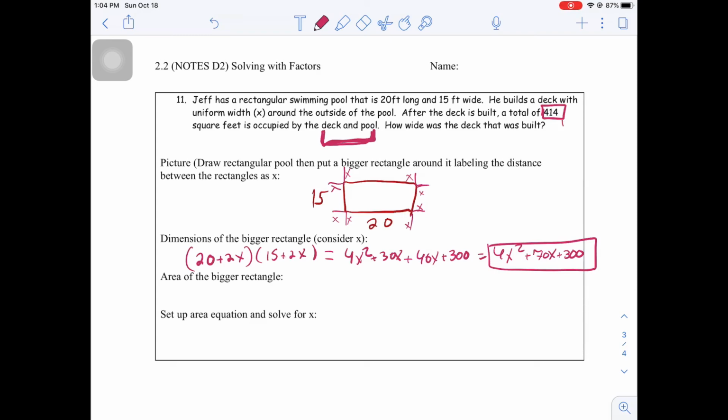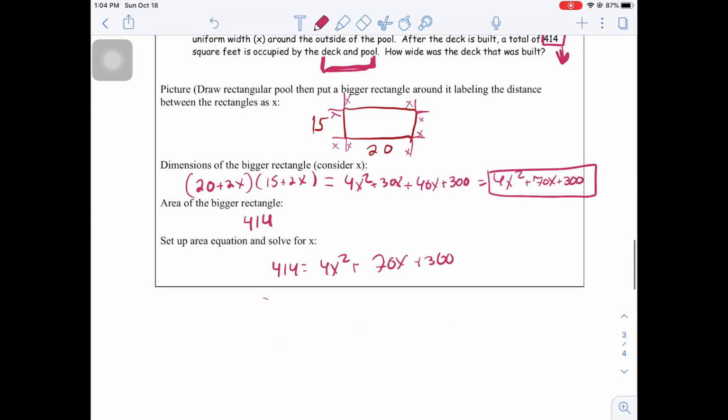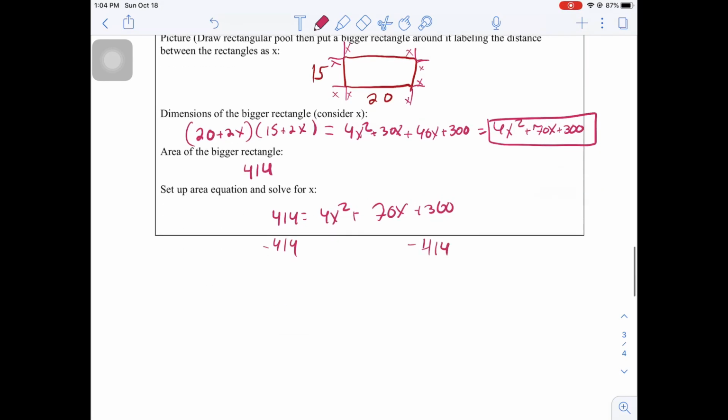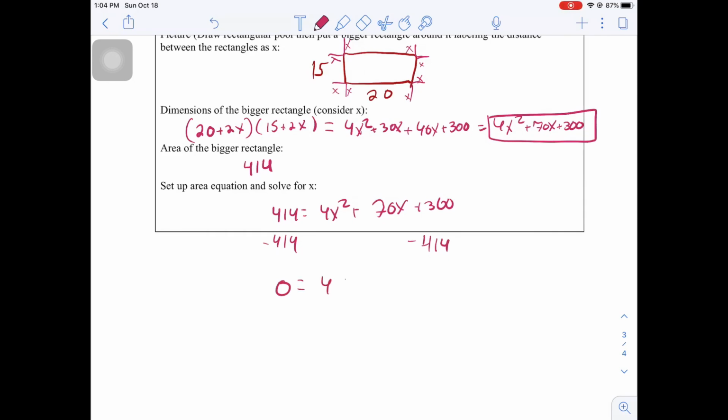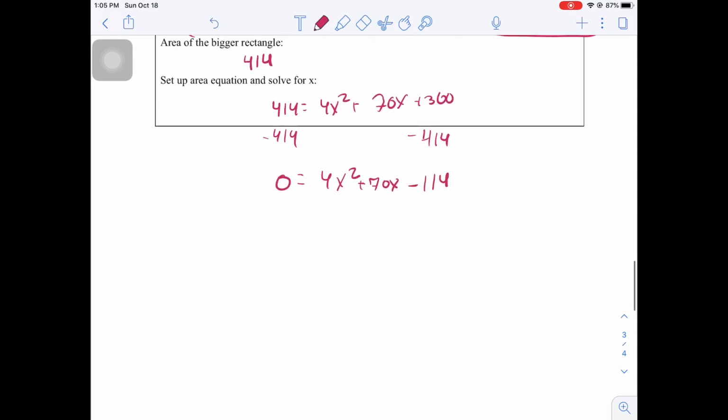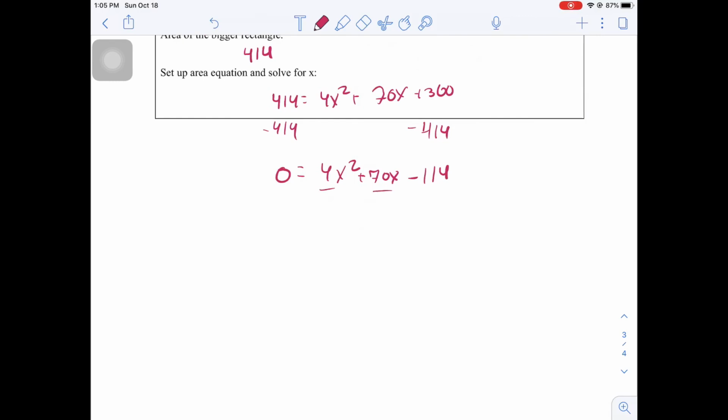The area of our bigger rectangle is in the question, right? This is the area of the bigger rectangle, so 414. So then to set this problem up, we would go 414 is equal to 4x squared plus 70x plus 300. We subtract off 414 from both sides. We get 0 is equal to 4x squared plus 70x minus 114. Okay, now we need to do some solving from here.